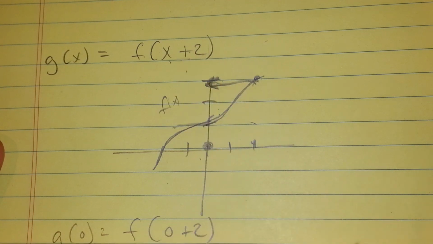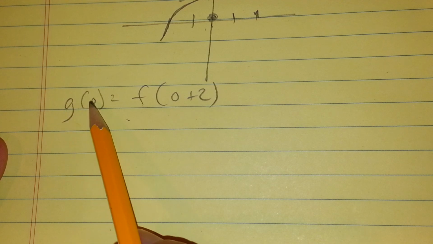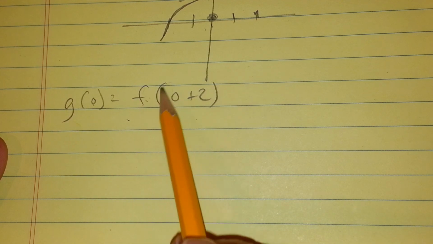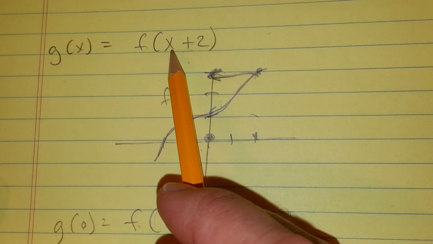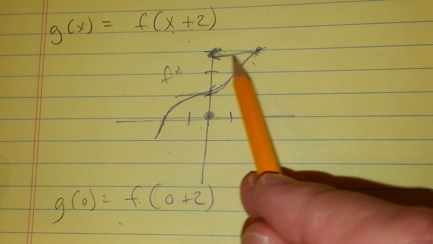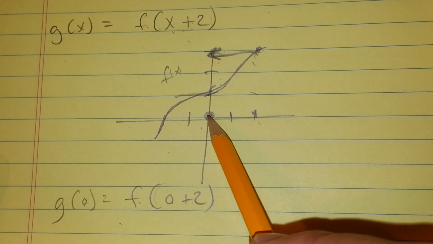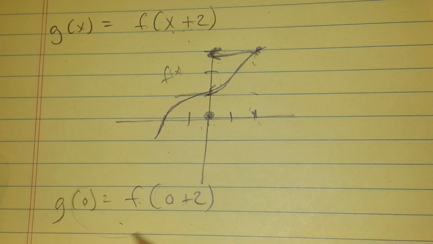It's horizontal inside. Okay? Like I said, if I wanted to evaluate g at 0, I plug in f of 0 plus 2, because that's what g of x is, f of x plus 2. And I'd get my value of what, f of 2, and that comes over because here's my input at 2. I came in at 0, but I'm getting the value of 2, and that's for g of x, g of 0.